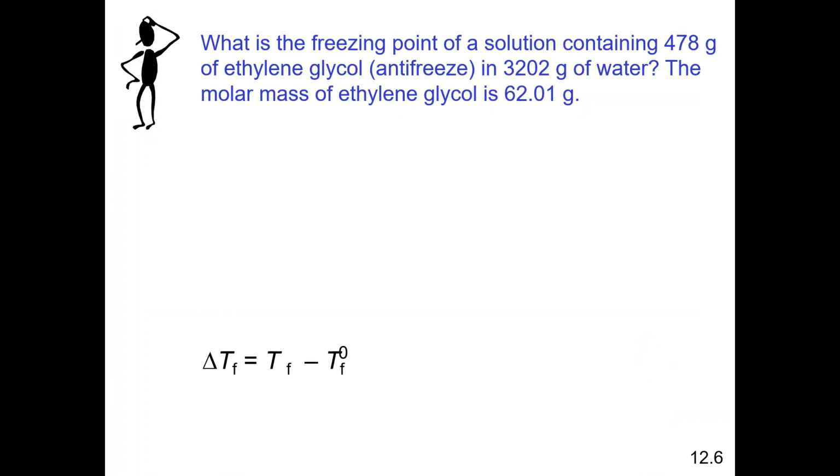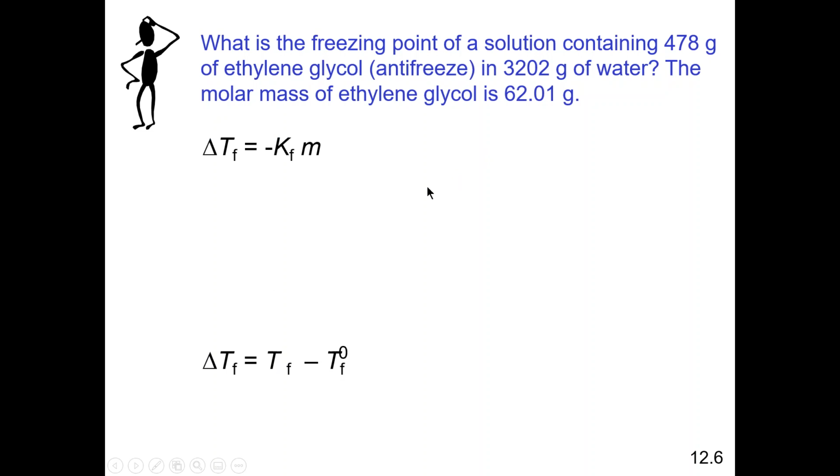This question says, what is the freezing point of a solution containing 478 grams of antifreeze, which is ethylene glycol, which I referred to earlier, in 3,202 grams of water? It gives you the molar mass of ethylene glycol as 62.01 grams. That's a molar mass, so this should be grams per mole, by the way. That's a typo.